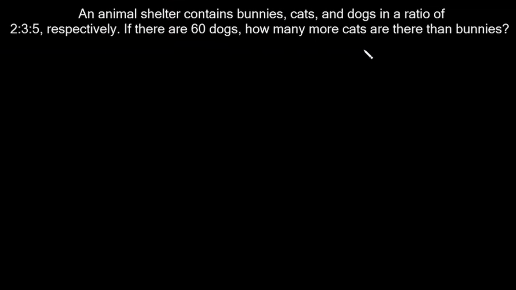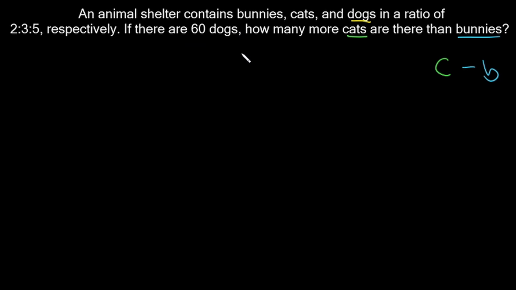So first, let's try to figure out what we're supposed to be solving for in the first place. Here it says, how many more cats are there than bunnies? So let's use C to represent cats and B to represent bunnies. If we need to know how many more cats there are than bunnies, then we would subtract B from C. So we're trying to solve for C minus B. So I'm going to move that off to the side so we can keep track of it.